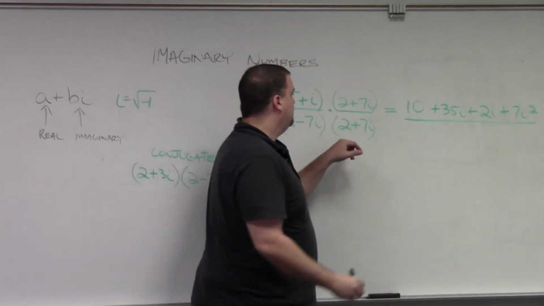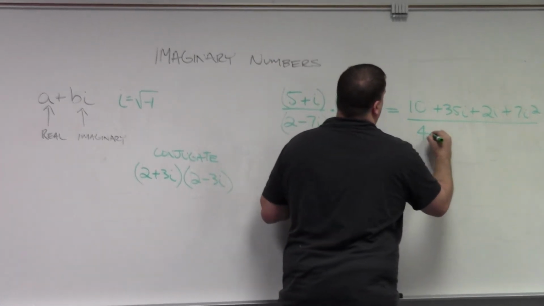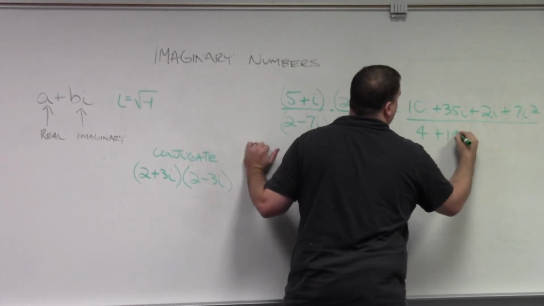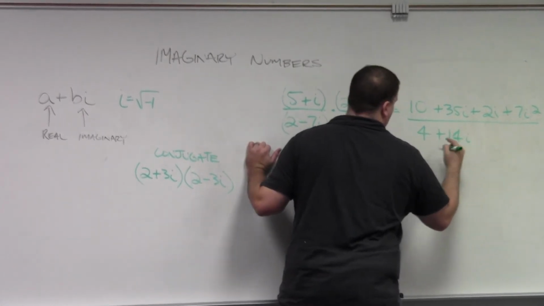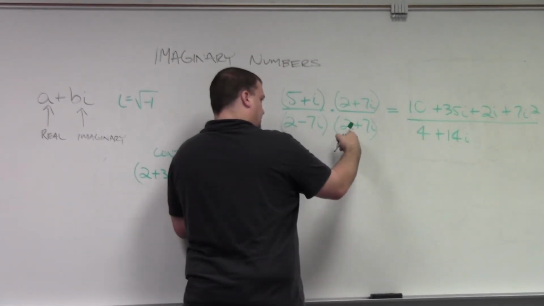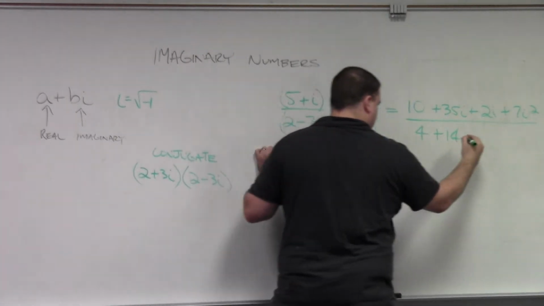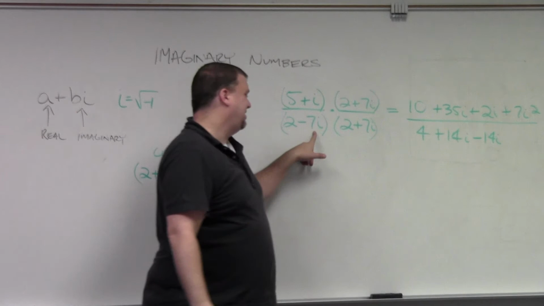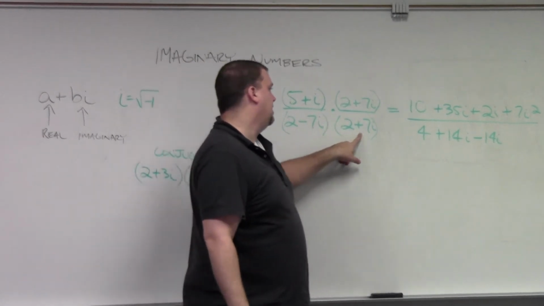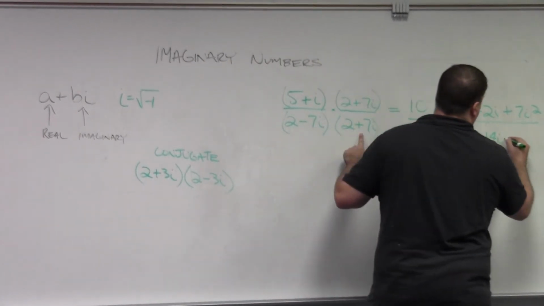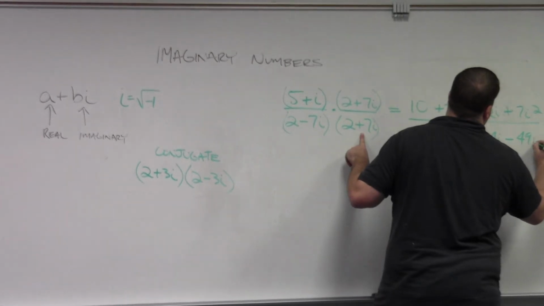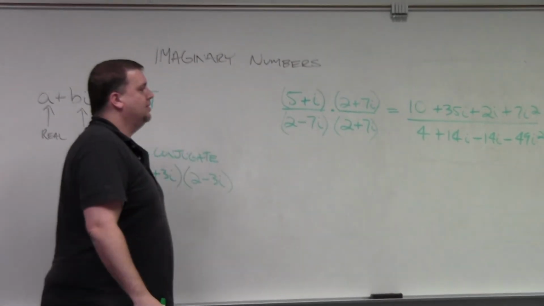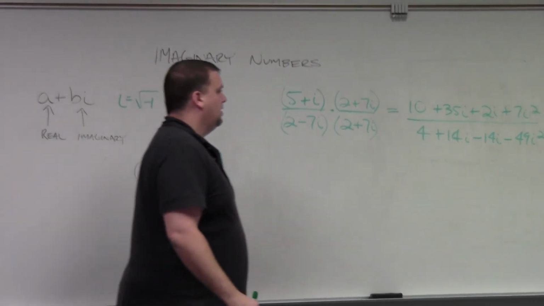Let's move to the bottom. FOIL: 2 times 2 is 4. 2 times 7i, positive 14i. Moving to the inner, negative 7i times 2, negative 14i. And then I've got negative 7i times a positive 7i. Negative 49i squared. A lot of pieces. Let's see if we can simplify a little bit.